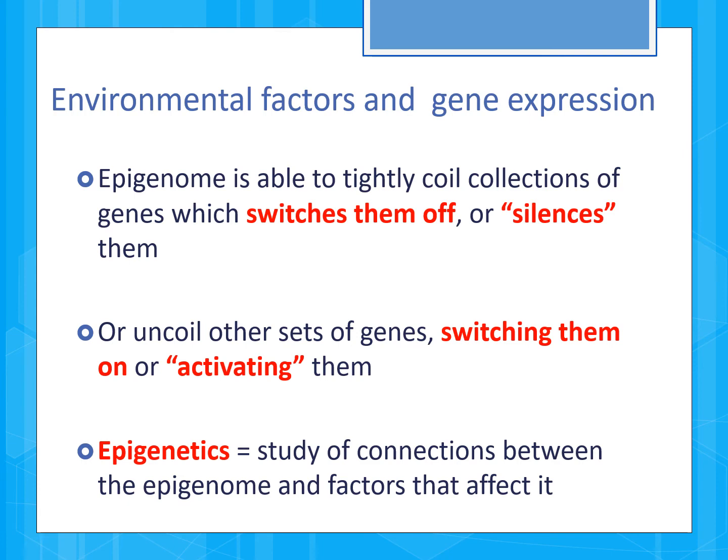So basically these chemical tags, this epigenome, can do one of two things. It can cause the DNA to coil more tightly around the histones, which essentially switches them off or silences them, because if they're tightly coiled, they can't act as a template. RNA polymerase can't get in there to start transcription. Or maybe it uncoils sets of genes, so it activates them, it exposes them, RNA polymerase can get into that promoter.